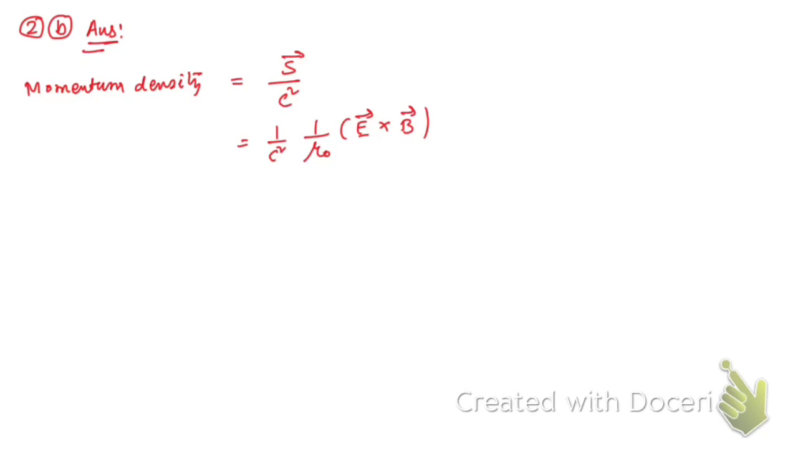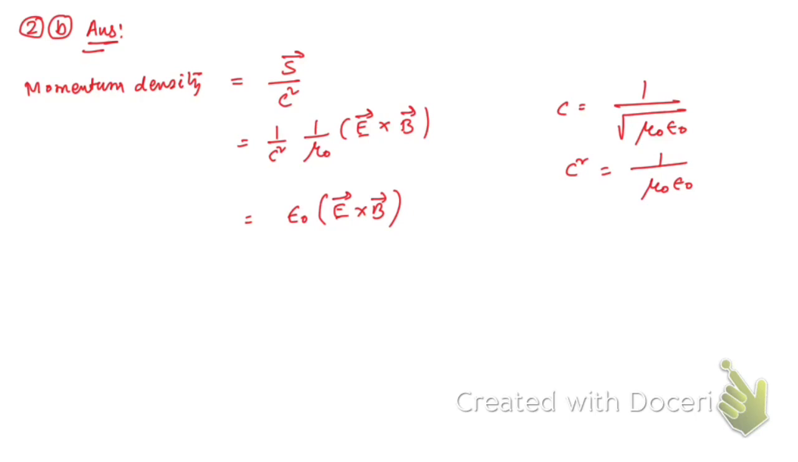Now you see, also we know that c is equal to 1 over root of mu naught epsilon naught, right? So c square is going to be equal to 1 by mu naught epsilon naught, and if you use that value here, then what you're going to have is epsilon naught E cross B. Okay, this gives momentum density, right?